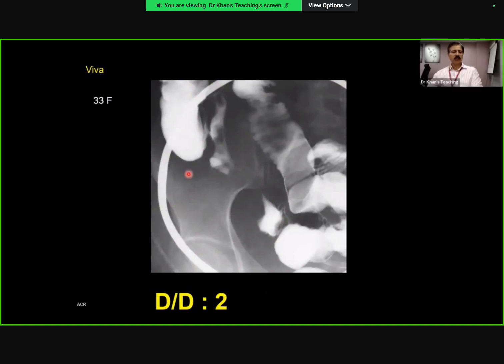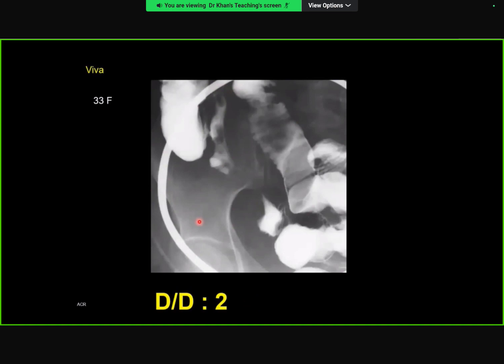Okay, so this is a classical exam question. They will show you a terminal ileum film with a compression device, and this is that compression device. And this device is needed so that the loops do not overlap the ileocecal junction. Now, with that background, this is a case of Crohn's disease. You tell me, why is it Crohn's disease?